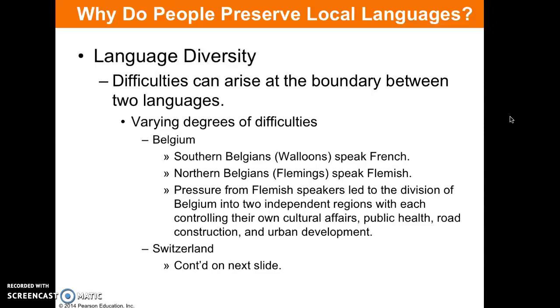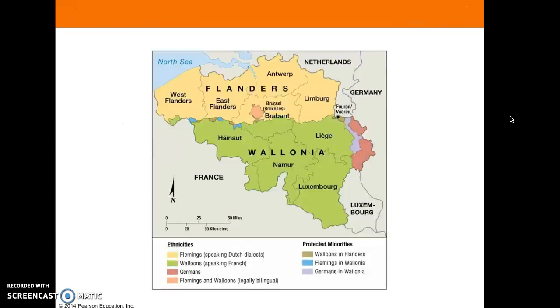So one example is in Belgium. In Belgium, it's pretty clearly divided between the south and the north. Southern Belgians speak French, and northern Belgians speak Flemish. The pressure from the Flemish speakers led to the division of Belgium into two independent regions. And each region controls its own cultural affairs, its own public health, road construction, and urban development.